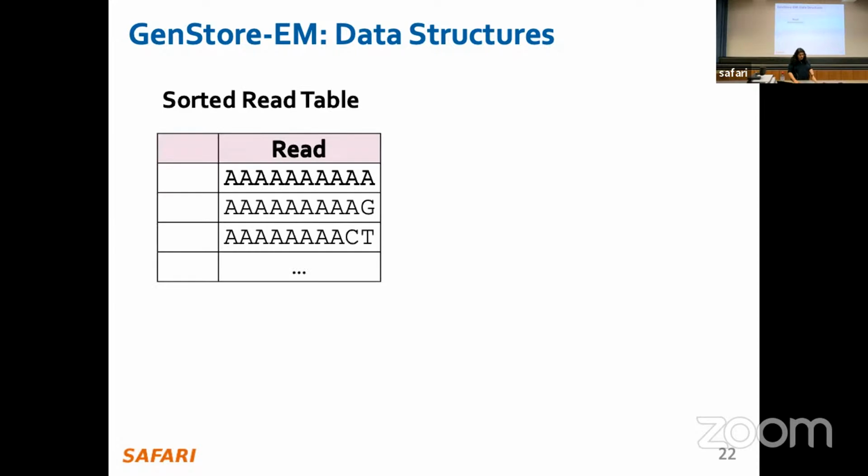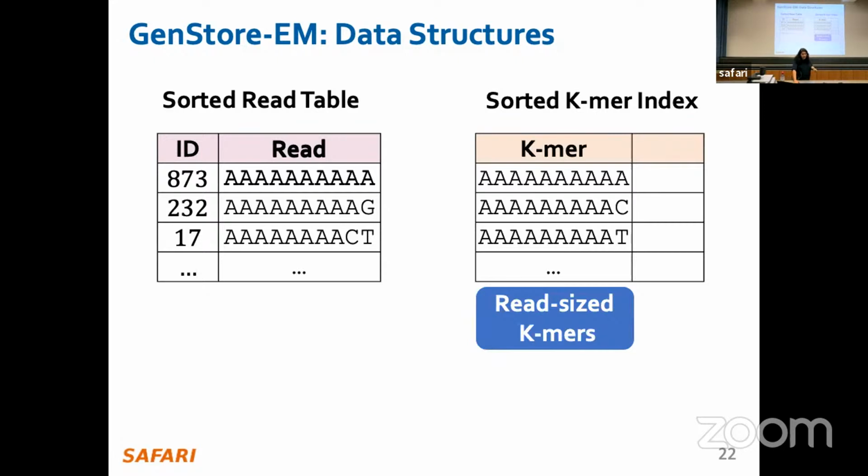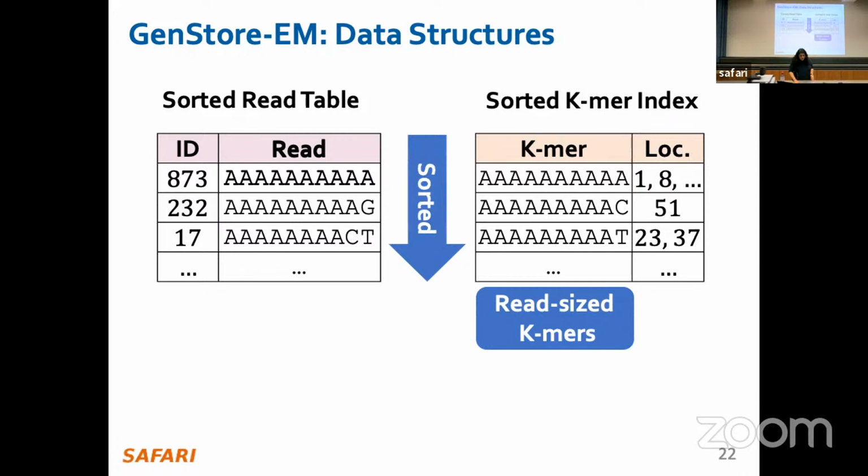So we have 2 data structures. One is a sorted read table, each entry of which stores a read and a unique ID of this read. And then we have a sorted k-mer index. Each entry of it contains a unique read-sized k-mer extracted from the reference genome. If you look at the earlier example that we had 3-mers, here we have 10-mers, because that's the size of the read. And also the location of these k-mers inside the reference genome. So it's very similar to the previous index we talked about. It's just that each k-mer is larger. And both data structures here are sorted by read and k-mer in alphabetical order.